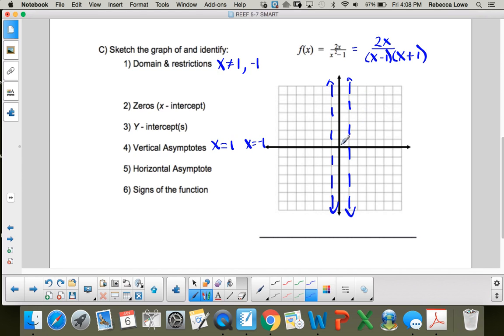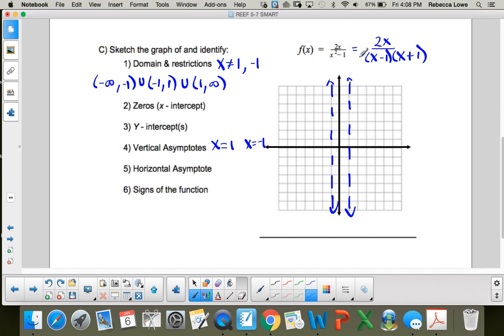So most likely I'm thinking we're going to have an intercept right there, but we'll see. So the domain would be from -infinity to -1. It would skip over -1. Then it would go from -1 to 1, and then it would skip over 1, and then it would go from 1 to infinity, not including those restrictions. So the vertical asymptotes are 1 and -1.